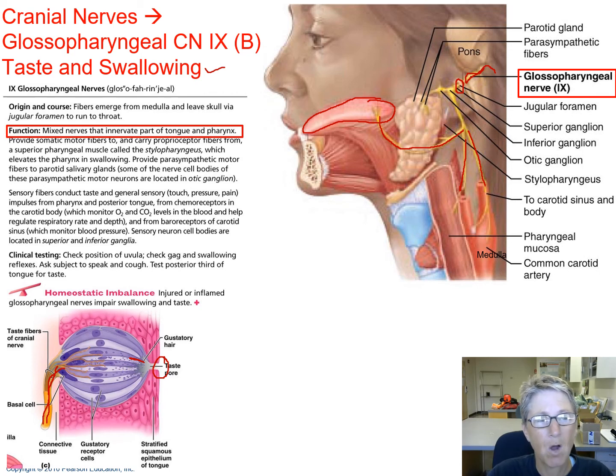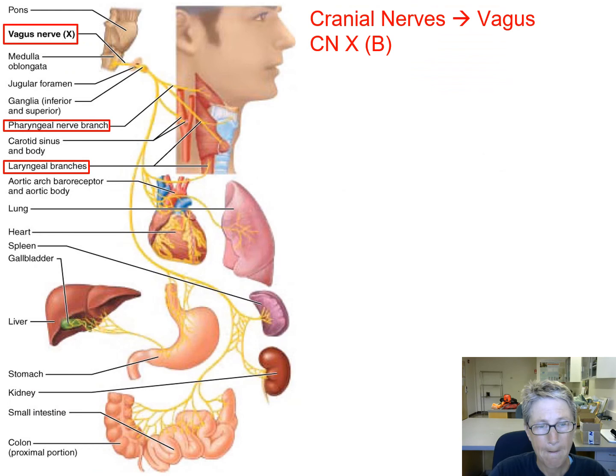Okay. Glossopharyngeal: the fibers emerge from the medulla, the superior part of the medulla. They leave the skull via the jugular foramen, and we looked at that. They're mixed nerves, so they basically serve part of the tongue and the pharynx. Okay, cranial nerve number 10 is the vagus.